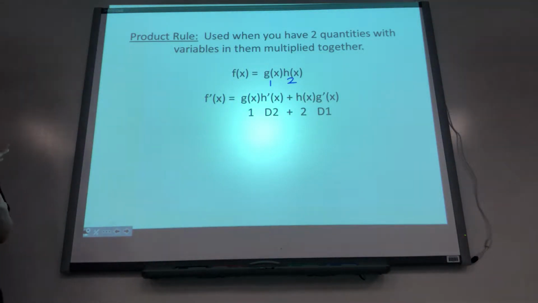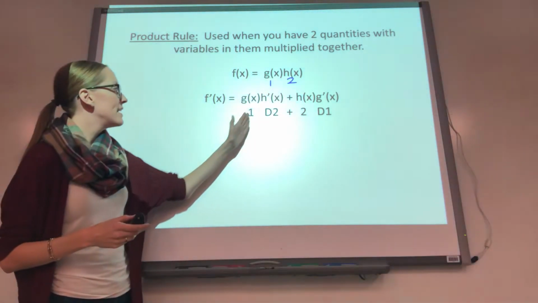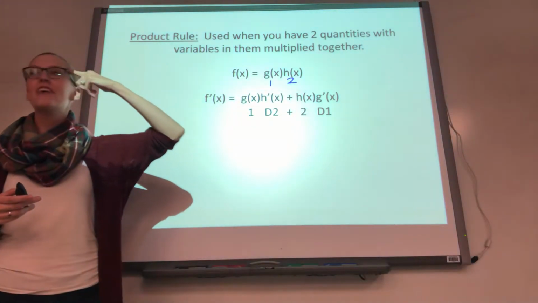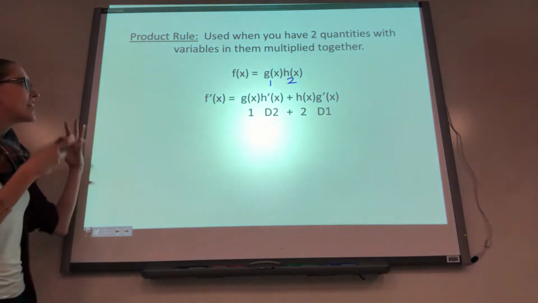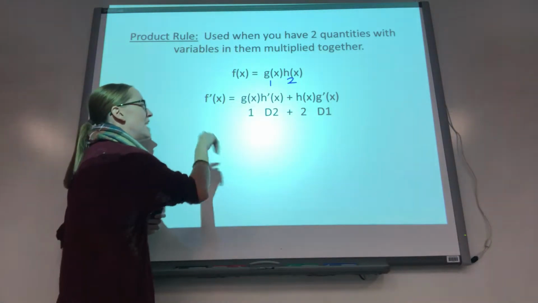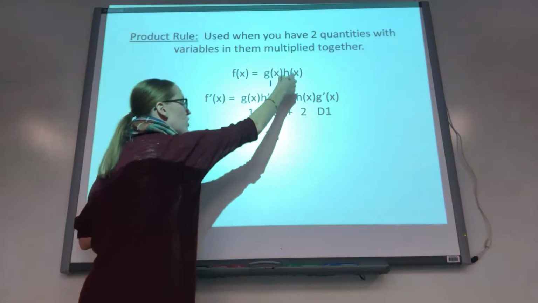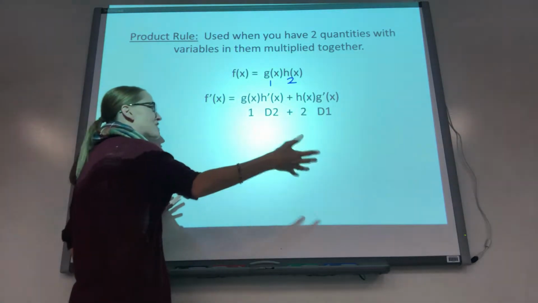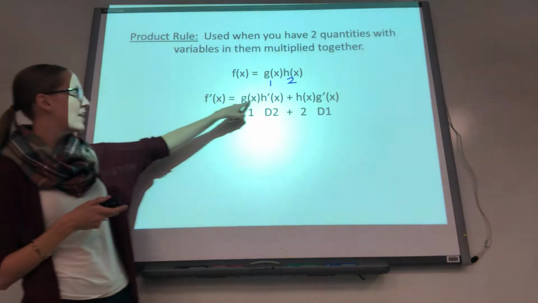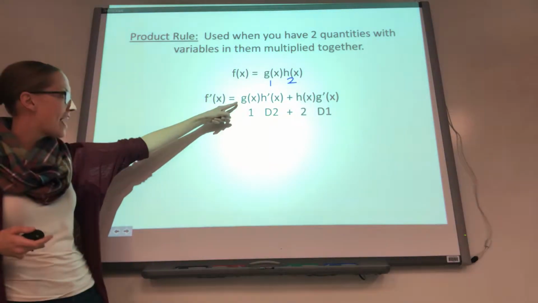Okay, so think about this with me here. 1 d2 plus 2 d1. That's how I think of it every time in my head when I use the product rule. Forget the g's, forget the h's. Think of it as 1 d2 plus 2 d1. It's kind of catchy and it just kind of flows. It flows a lot better than all of that.